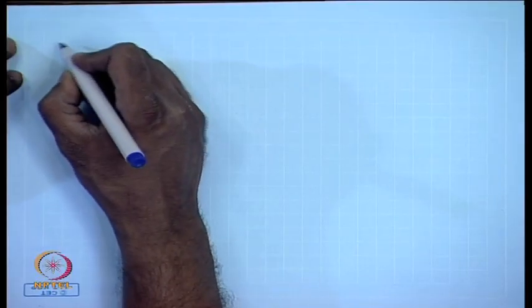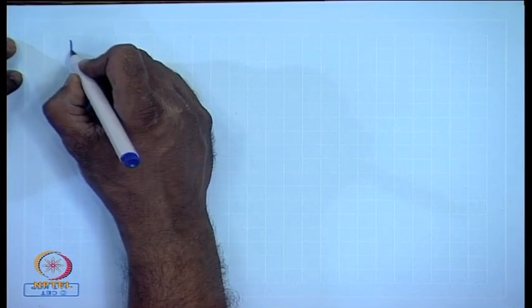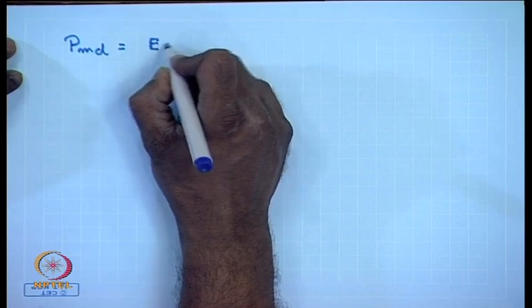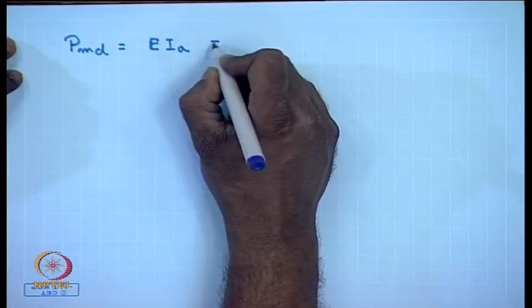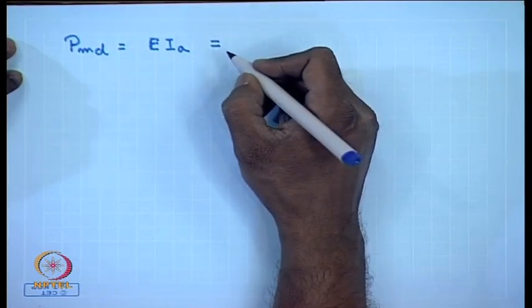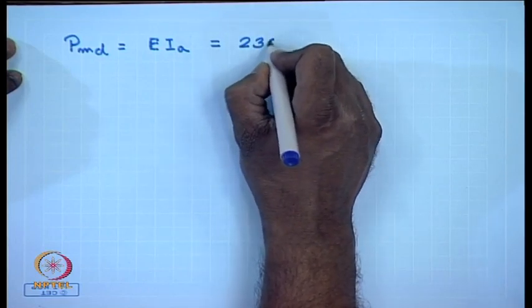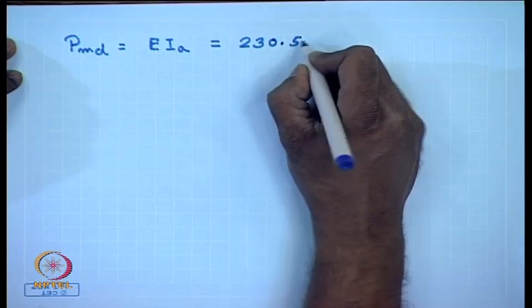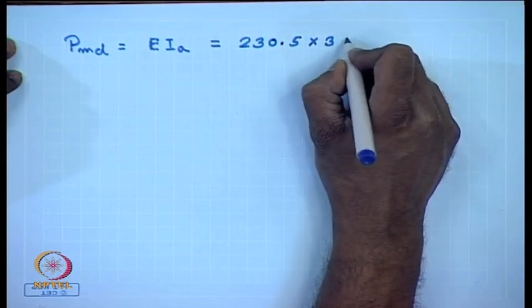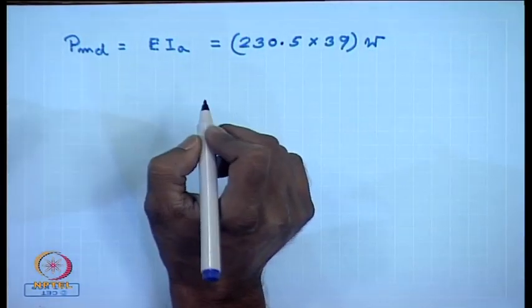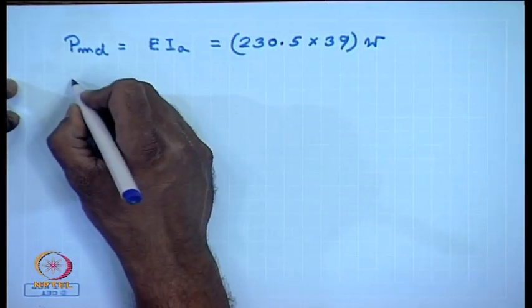So, how do I find out the efficiency under load condition? The developed mechanical power under load condition, Pm developed, equal to E into IA. This is equal to 230.5 into 39 so many watts. What is the mechanical loss?